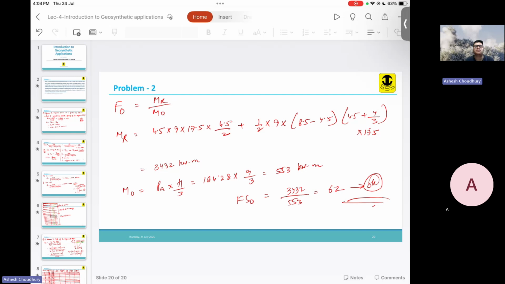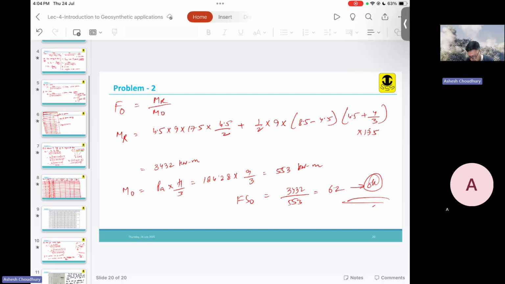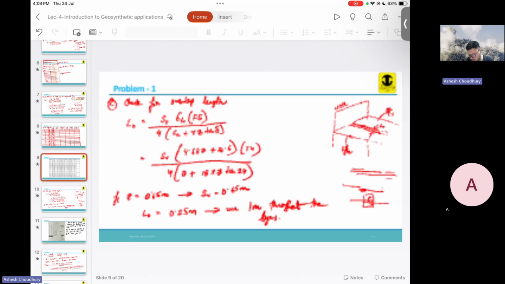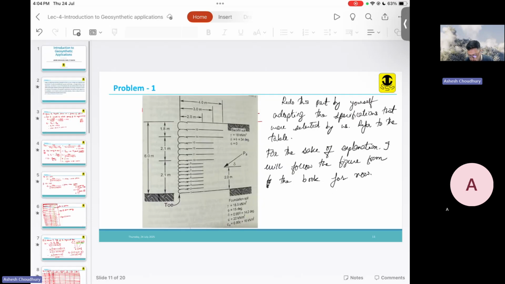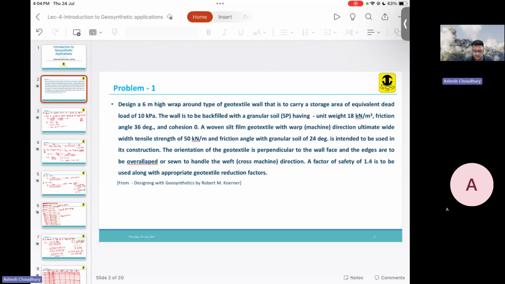Please solve this problem as per this design. Redo this yourself and check what differences you are getting.